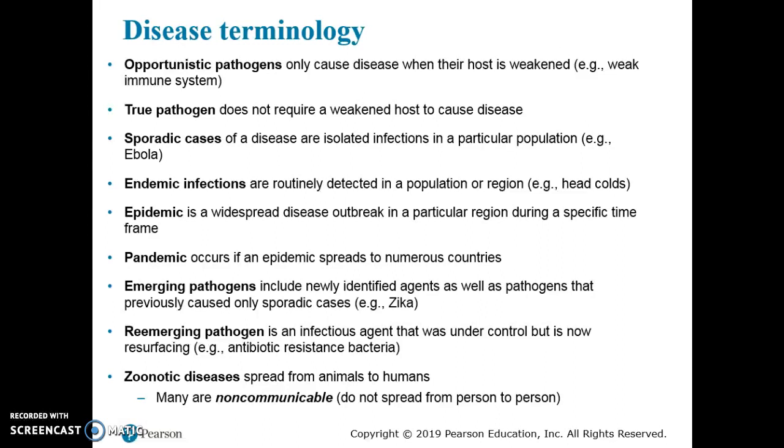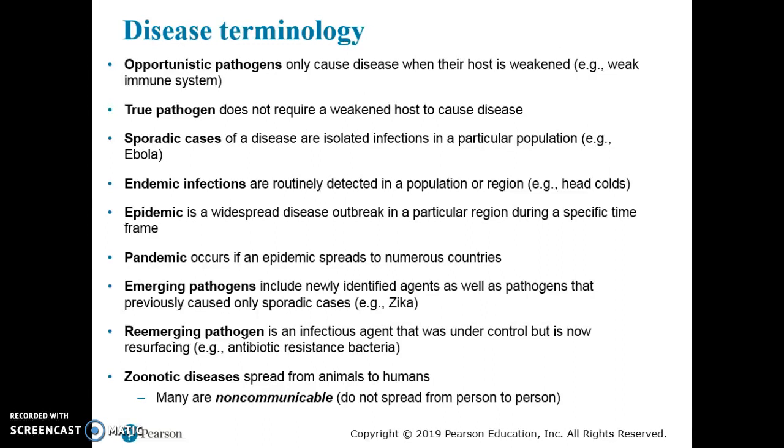All right, sporadic cases are diseases that are isolated infections in a particular population, such as Ebola. Endemic are infections that are routinely detected in a population or region, so head colds, those type of things that are really always in the population. Epidemic is widespread disease, outbreak in a particular region during a specific time. So there was the measles outbreak in the state of Washington. In those particular counties, that was epidemic in nature at that point, and it spread into Oregon, and it spread into other counties within Washington.